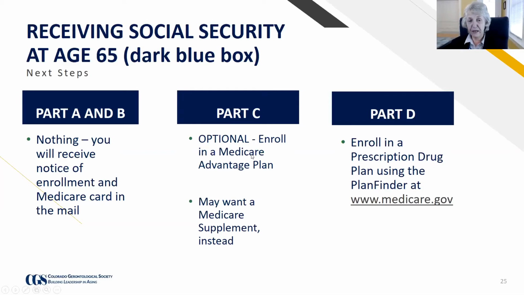Part C, you have the option to enroll in a Medicare Advantage plan, or you may want to enroll in a Medicare supplement. If you do want a supplement, it's important to enroll either at your IEP, 6 months after the date that you receive Medicare, or when you get your SEP, to protect the benefit of not having any underwriting for any pre-existing conditions. And if you're in the dark blue box, you want to enroll in a Part D using the plan finder at medicare.gov.